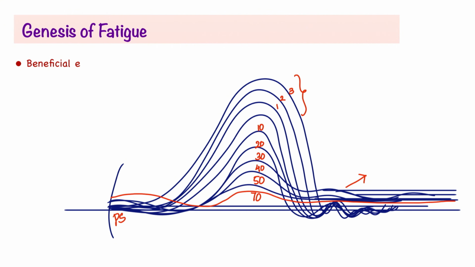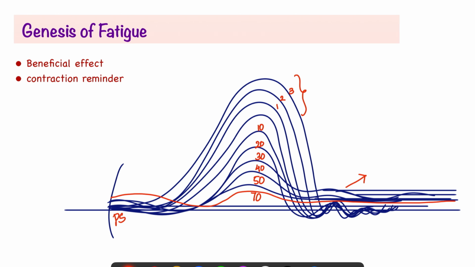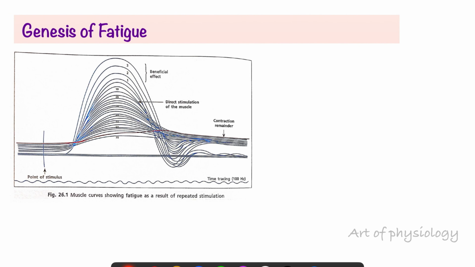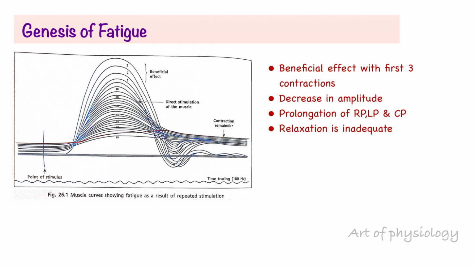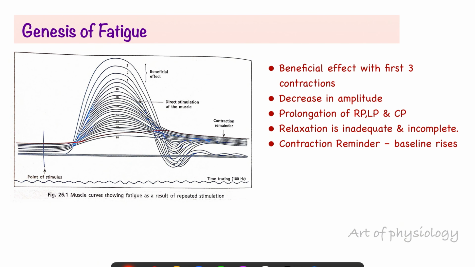So that is the beneficial effect in the first three responses. Later we can see the raise in baseline, that is called the contraction remainder. And this is the genesis of fatigue graph. So this will be the graph you will be getting in the question paper. Here, beneficial effect in the first three contractions. Later there will be a decrease in the amplitude or force of contraction, and prolongation of the relaxation period, latent period and the contraction period. Then the relaxation will be inadequate and incomplete. Because of that there will be contraction remainder, that is nothing but the raise in the baseline. So this is the genesis of fatigue.